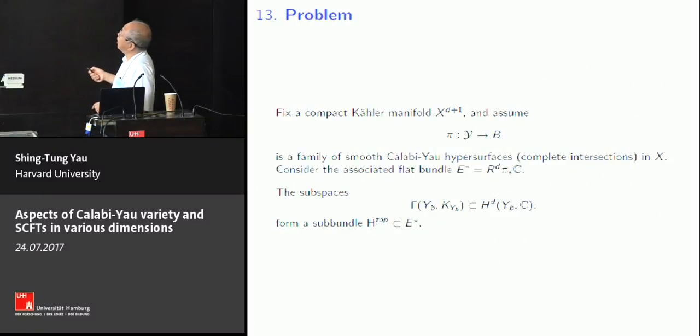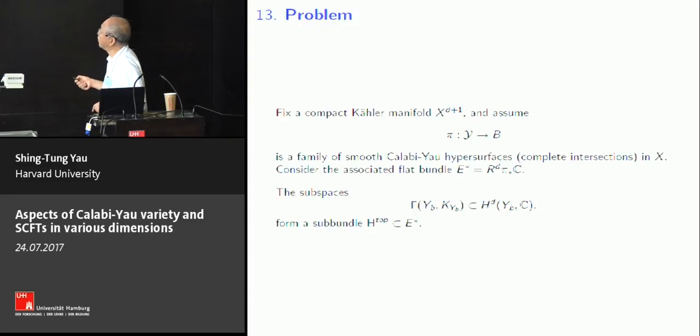So given a compact Kähler manifold S with dimension D plus 1, we take the family over it so that it's a smooth Calabi-Yau hypersurface defined within this compact Kähler manifold. For example, in the quintic case, we have a family of quintics sitting in CP4, and associate a flat bundle, as I mentioned earlier. Then this subspace forms a subbundle sitting in E star.